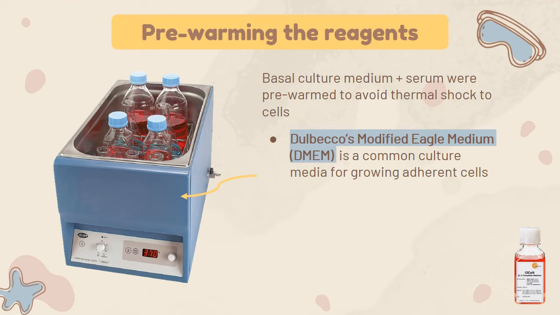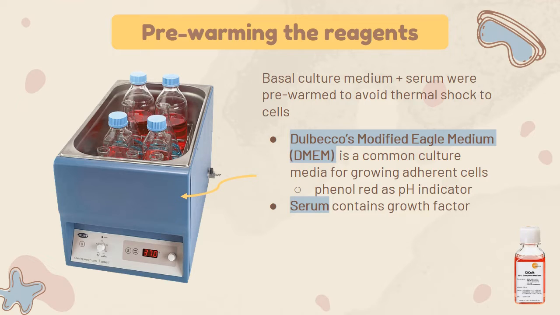DMEM is a common culture media for growing adherent cells. It also has phenol red as pH indicator, which also protects the media from UV light degradation. The serum, on the other hand, provides growth factors to increase cell growth and other hormones. It is usually stored in aliquots inside the freezer for preservation.